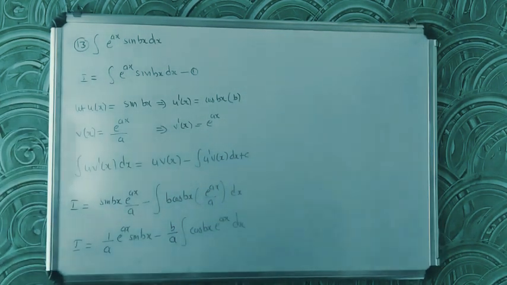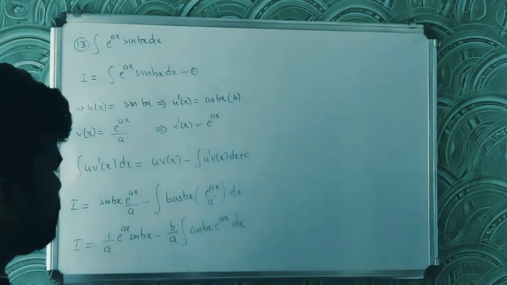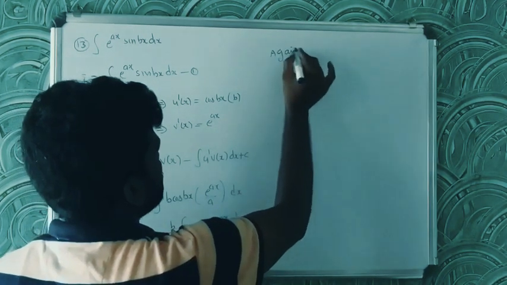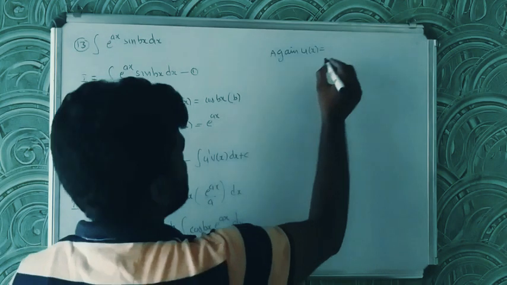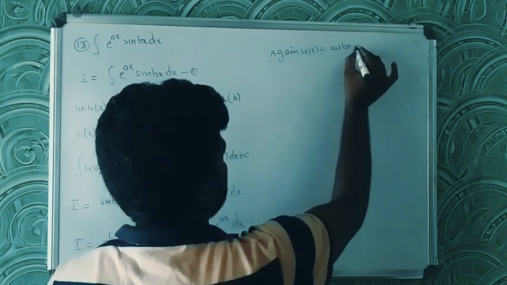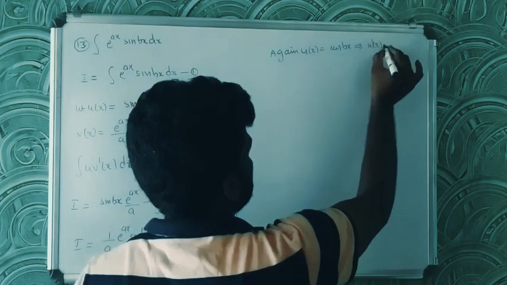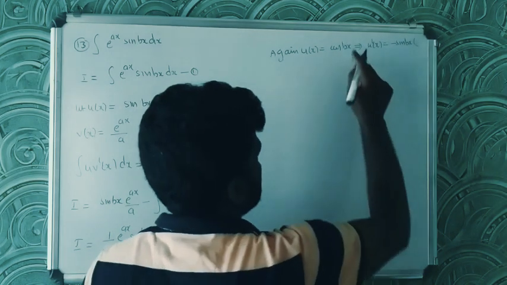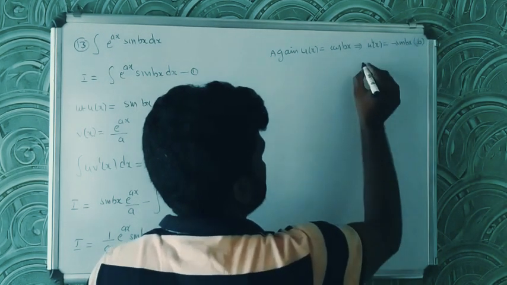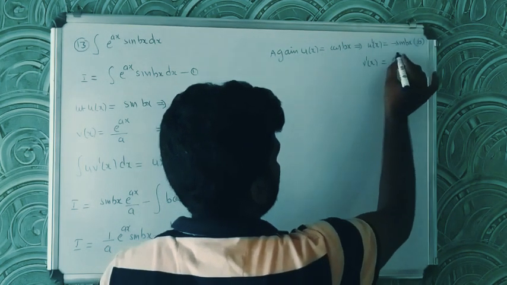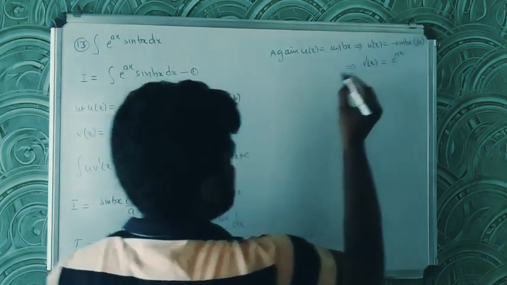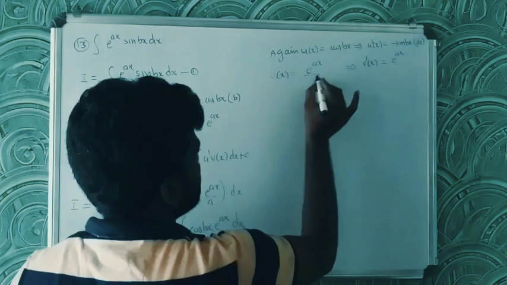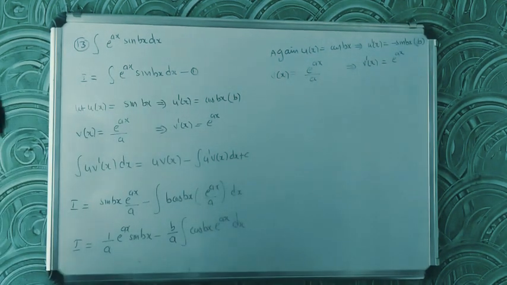So again we have to use integration by parts for the function cos bx into e power of ax. Again, u of x is equal to cos bx. This implies u dash of x is equal to d by dx of cos x, which is minus sin x; so minus sin bx, and the inner derivative of bx is b. v dash of x is equal to e power of ax. Applying integration to e power of ax, we get v of x is equal to e power of ax by a.